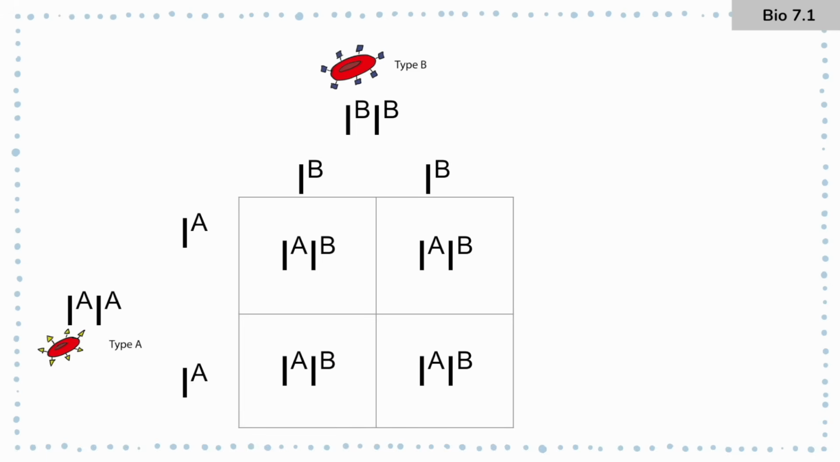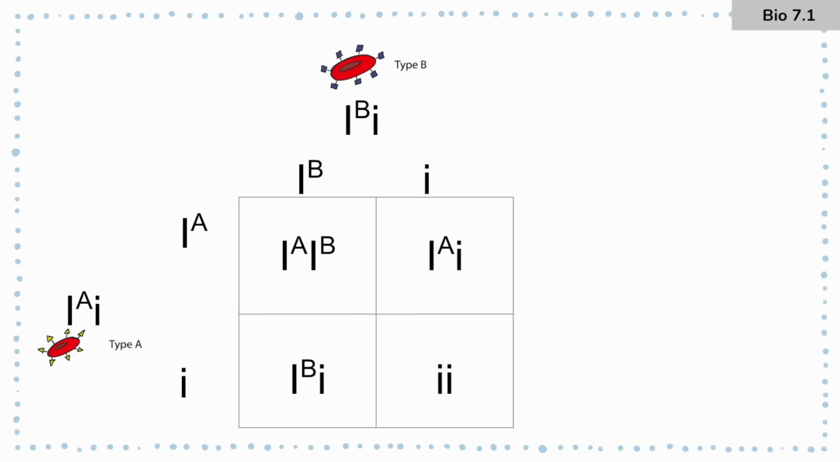But here would be how you would set up a cross for a type A homozygous individual and a type B homozygous individual. So we would put their genotypes on either side of the Punnett square, and it looks like if these two individuals crossed, we would have 100% chance of their offspring ending up to be type AB blood.